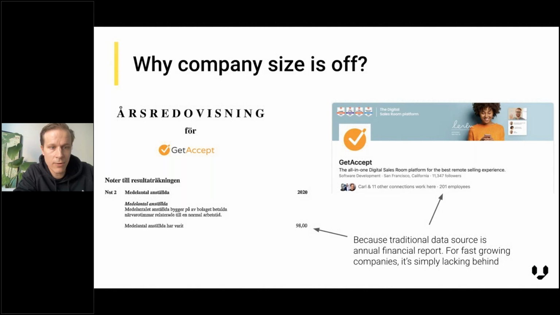And when it comes to fast growing companies such as GetAccept, it's simply off. And I think there are plenty of ways to look at the company website, follow the links, check places like LinkedIn, Wikipedia, what they mention on the site, to come up with the right answer, that it's actually not 98 employees, but more than 200 actually.